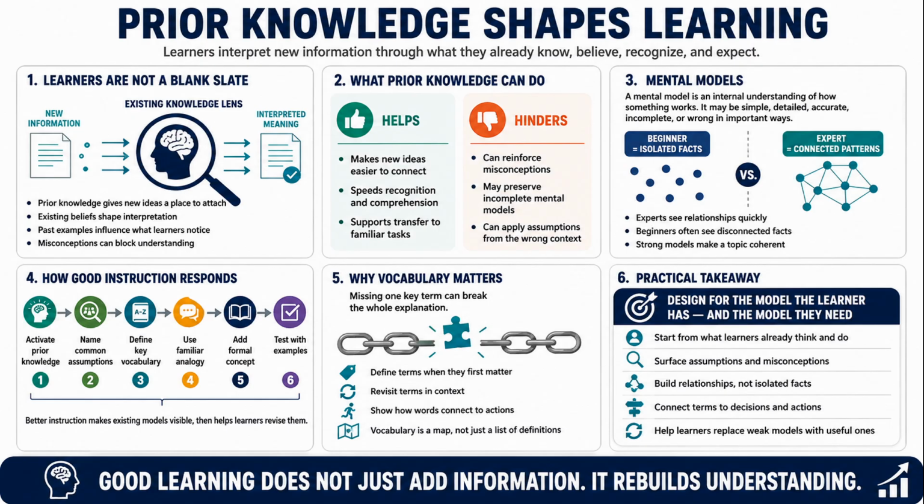Better instruction activates prior knowledge before adding complexity. That can be as simple as asking what learners already do, naming common assumptions, defining important vocabulary, or using a familiar analogy before introducing the formal concept. The goal is not to shame weak models. The goal is to make them visible, test them against examples, and help learners replace them with models that are more useful for the work they actually need to perform.